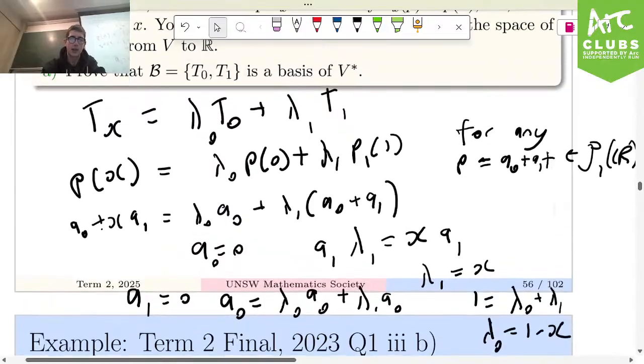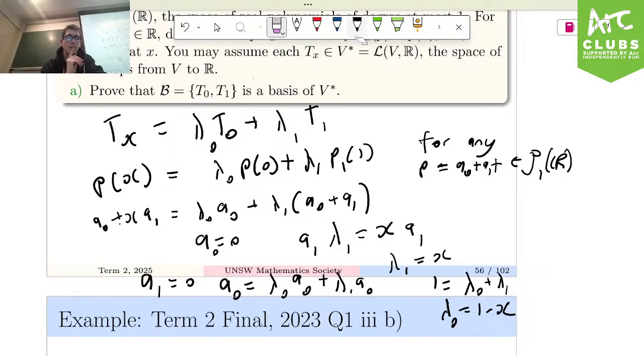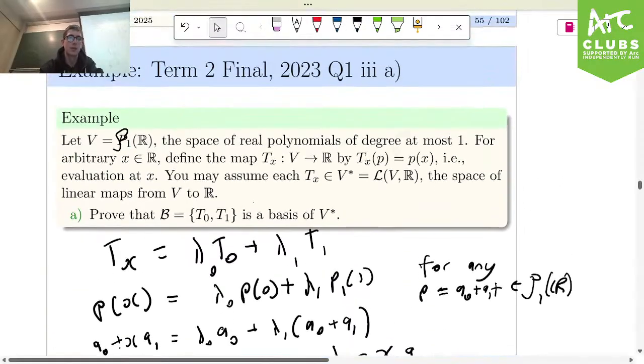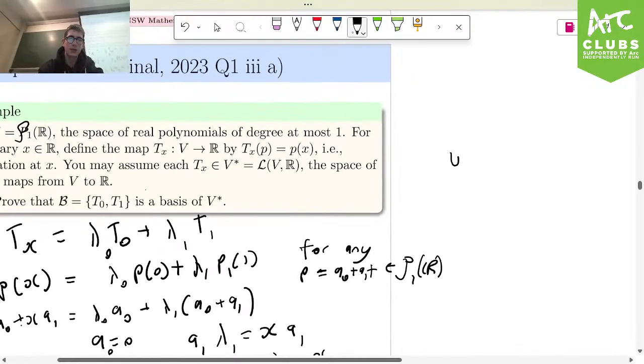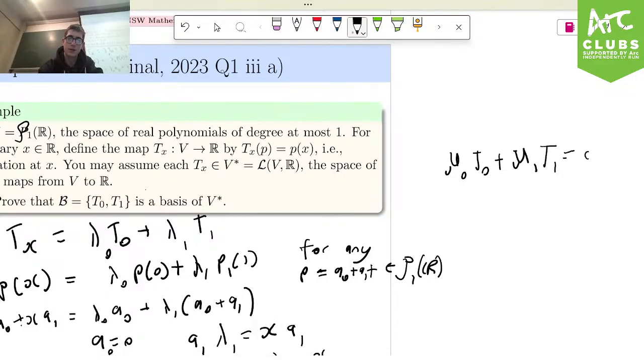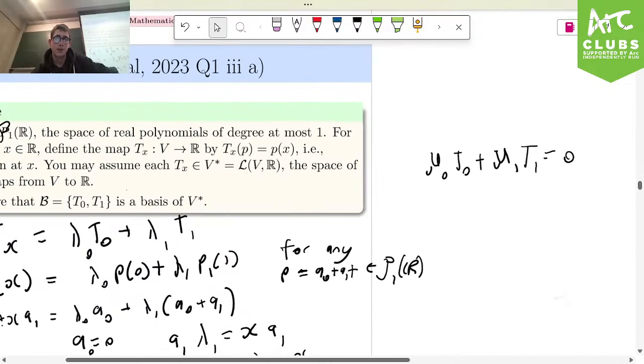So what we basically did here is show that it was a spanning set. We just want to show as well that it's linearly independent. It's a bit harder to show that this is the unique solution, because it's a bit more complicated. But what we can show instead is that, maybe using different letters, if mu naught T naught plus mu1 T1 is equal to 0, then that means that mu naught and mu1 have to be both equal to 0.